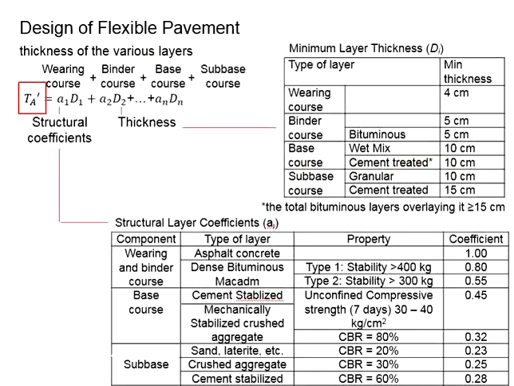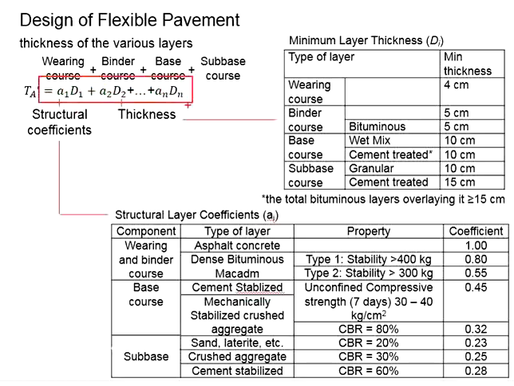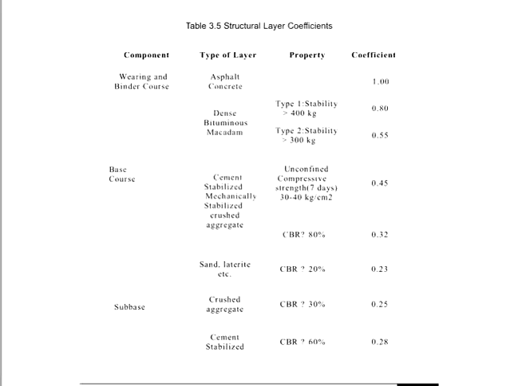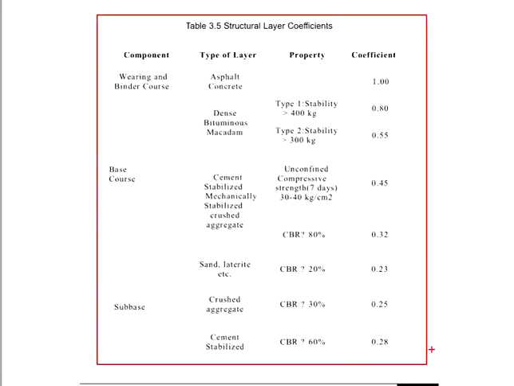Once you have acquired the equivalent TA, your next step is to determine the thickness of various layers. A1, A2, An here represent the structural coefficients of different types of courses: we have sub-base course, base course, binder course, and wearing course. D1, D2 until Dn represent the thickness that you use for the design of the pavement. You may do some trial and error with the numbers. The structural coefficients can be acquired from this table, which you can get from table 3.5 in the Arahan Teknik.